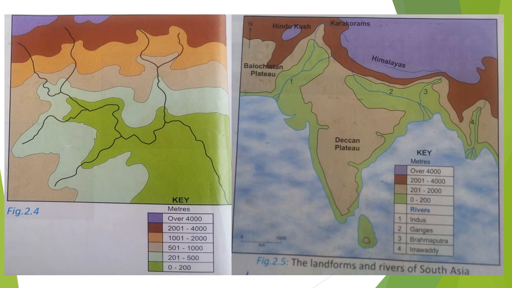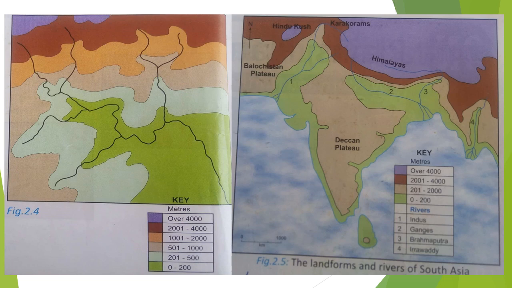Here you can see figure number 2.4, which is also showing some symbols and colors. So now I hope you can understand that we use different colors to represent different landforms. For example, in figure number 2.5, you can see the landforms of South Asia. So here is the key of the map. With the help of the key, we can interpret or explain this map.